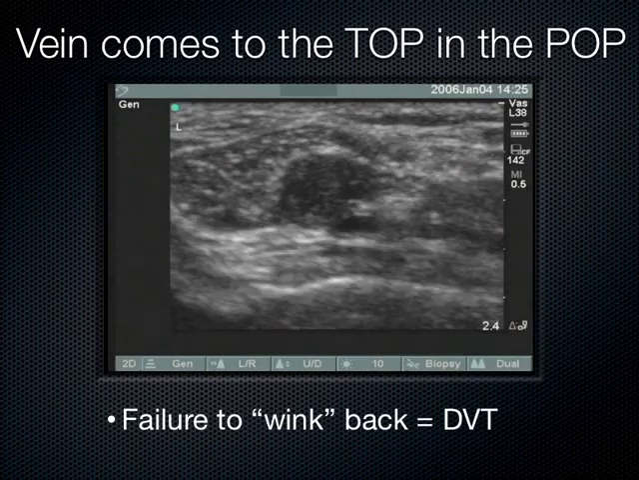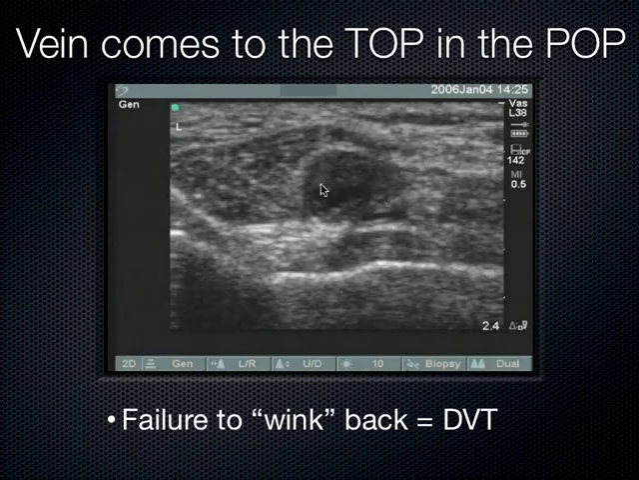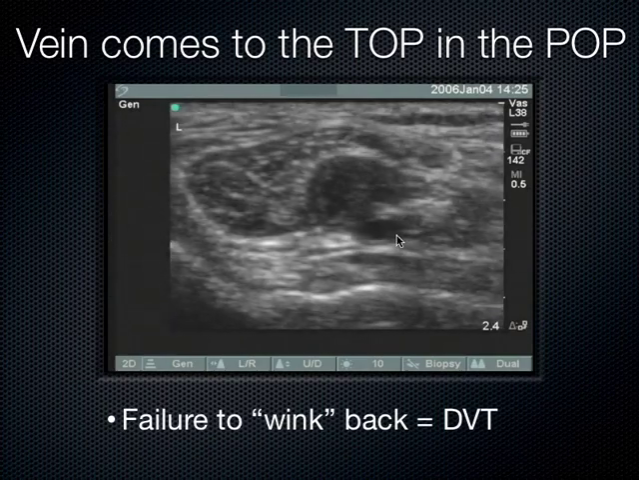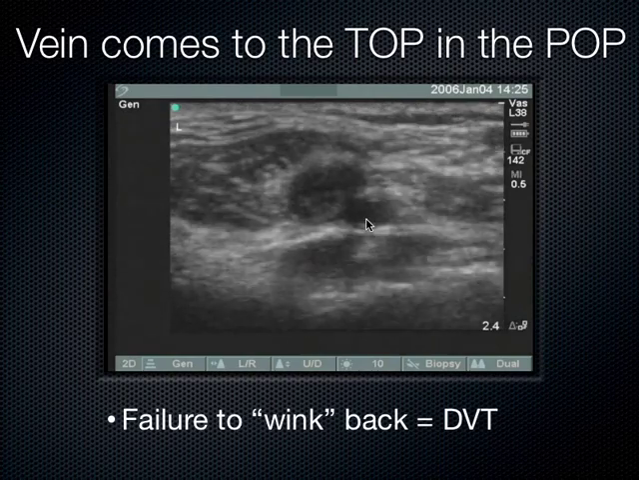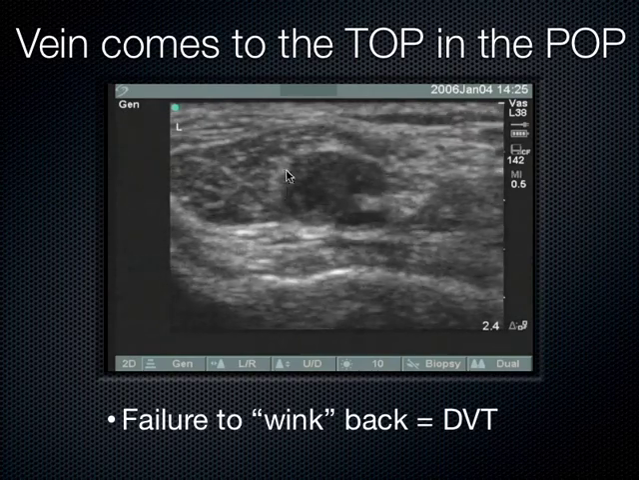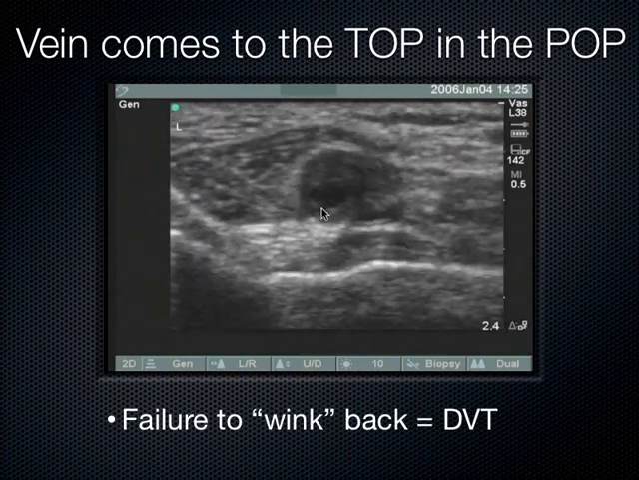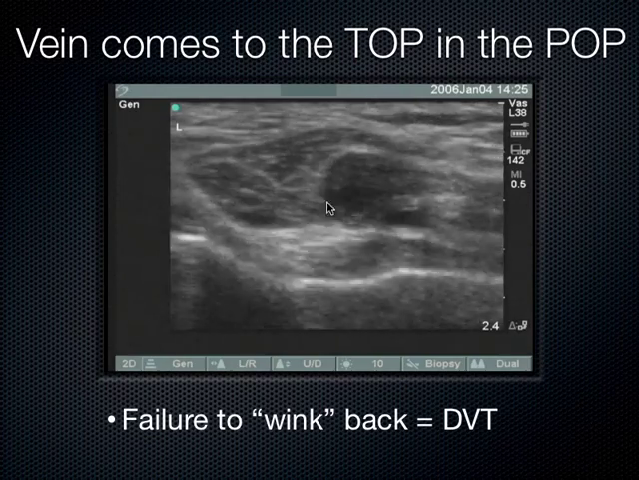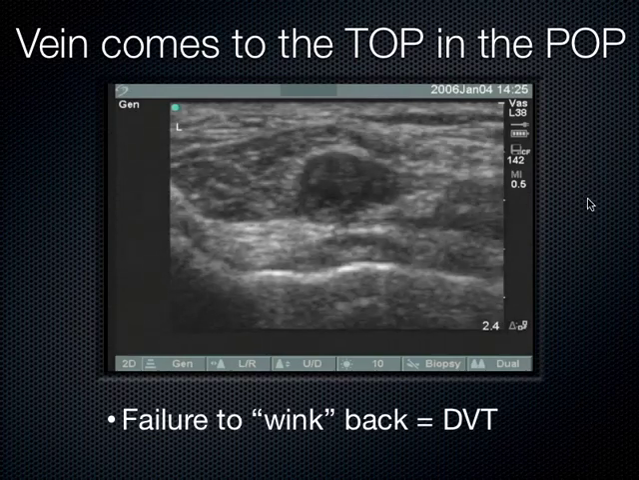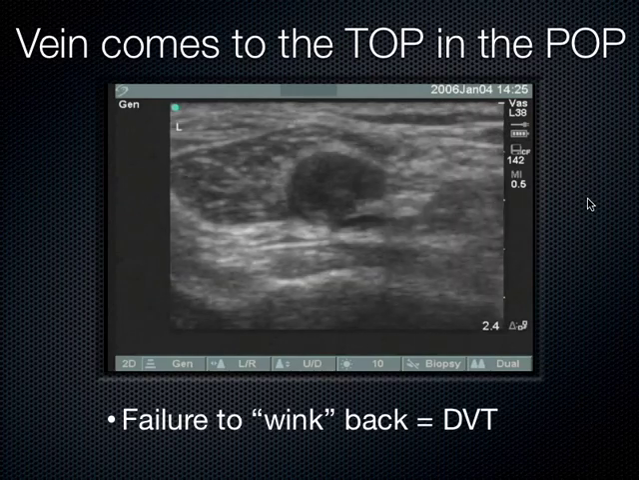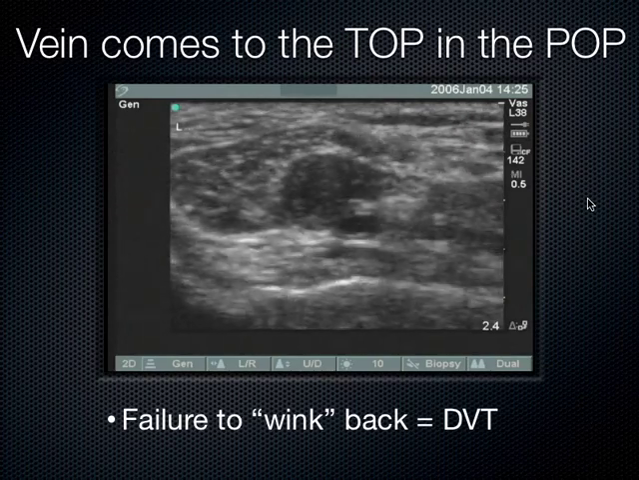Now, when there's a clot there, and this is a good example of it, here's the artery. We're pushing so hard that the artery is kind of compressed. And there's a large echogenic thrombus sitting right here. Look how big that popliteal vein got. We see that a lot with DVTs. The vein actually gets dilated out to its maximal diameter.